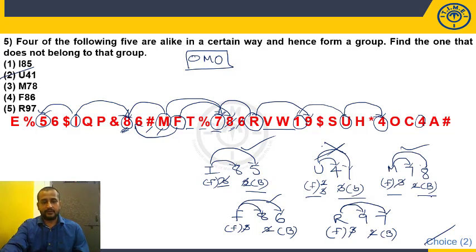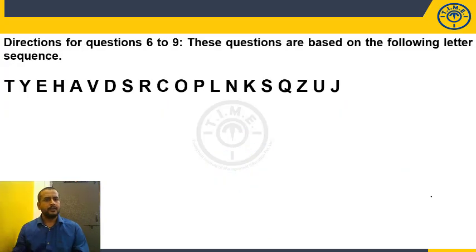So the first set of sequences is completed. Now move to the second set. You can see here it is completely based on the letters. These questions are based on the following letter sequence. Now let's see what kind of questions can be given below this. We are going to discuss all the different models of questions.